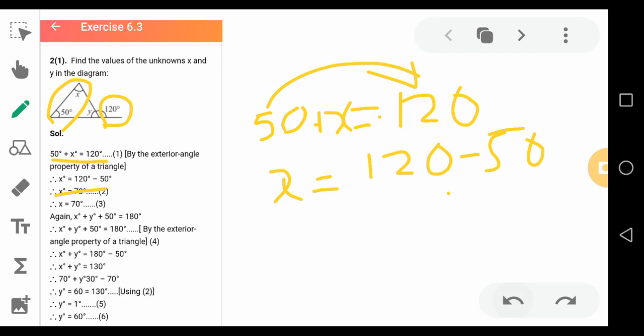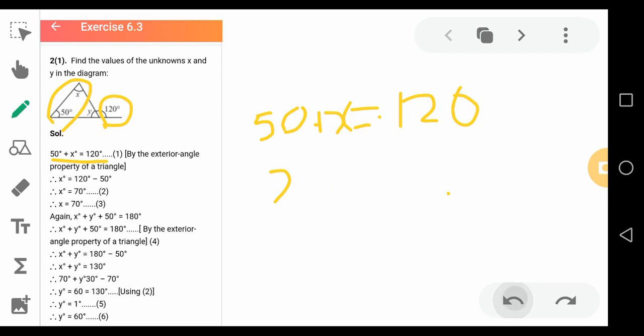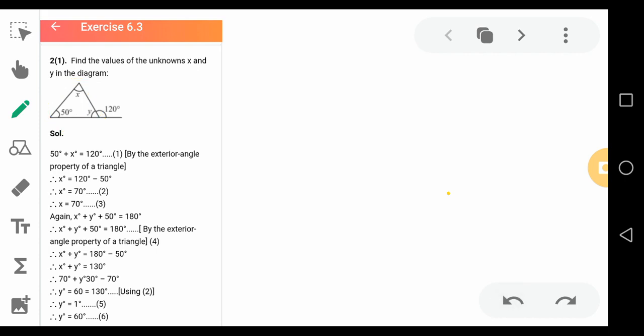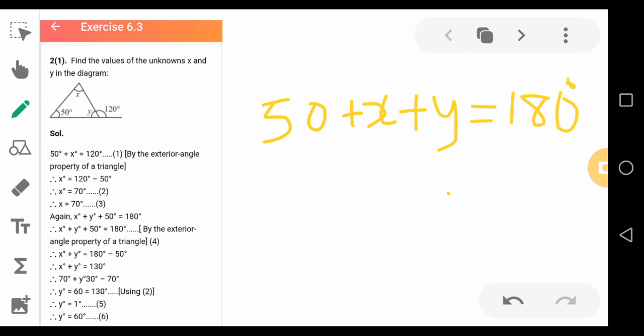Understood? Okay. So that's how you have to find. So what did you get? You got the value of x. Now we want to find the value of y. For that we will use the angle sum property of the triangle. Because you already know one value, you want to know one more angle. So that means 50 plus x plus y is equal to 180. That is the angle sum property. That means if you add all the three angles of a triangle, you will get 180.